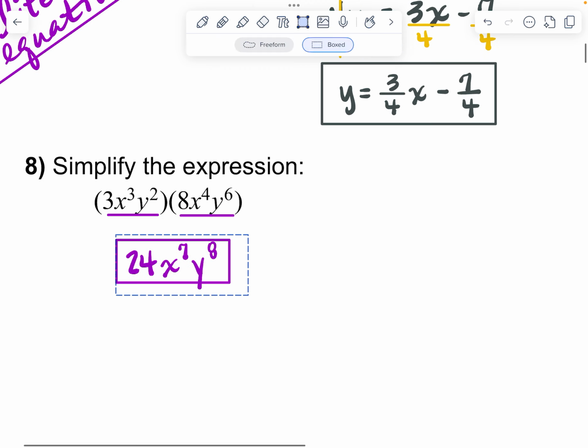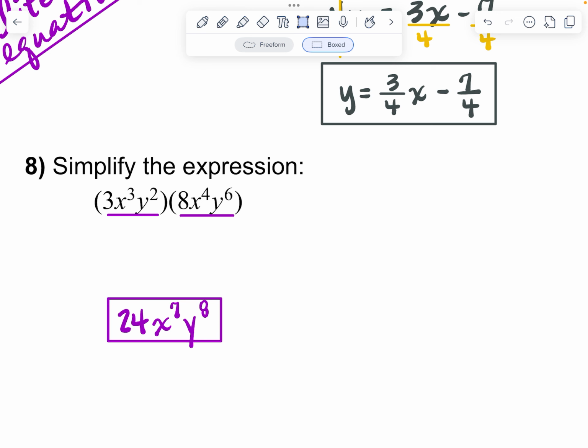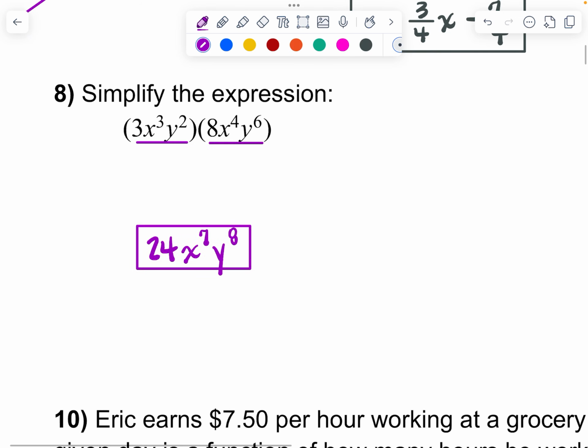If that trips you up a little bit, let me scooch this down. Remember, you can think of this as 3 times x cubed times y squared times 8 times x to the 4th times y to the 6th. Right? If you want to get rid of the parentheses and just write everything out as its own personal factor, you can just multiply all the numbers and then all the x's and then all the y's together, right? You can think about it that way as well.